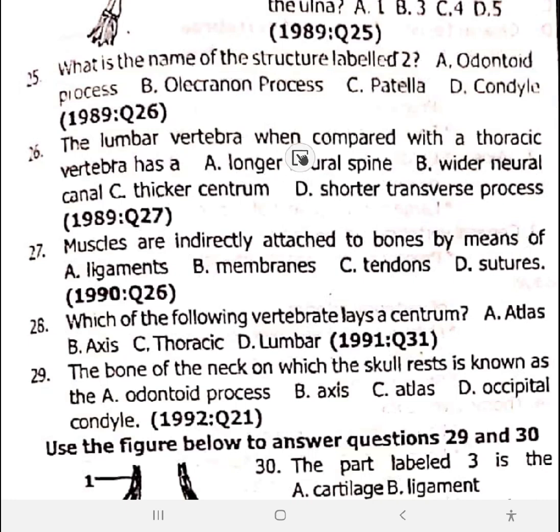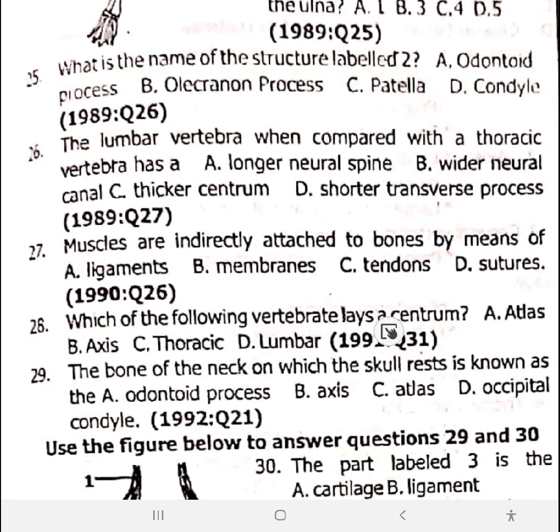26. The lumbar vertebra, when compared with a thoracic vertebra, has the lumbar vertebra. 26 is option C, thicker centrum. 27. Muscles are indirectly attached to bones by means of tendons. They repeated this question. 27 is option C.